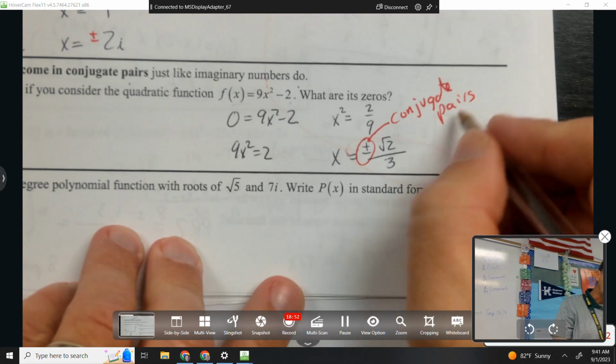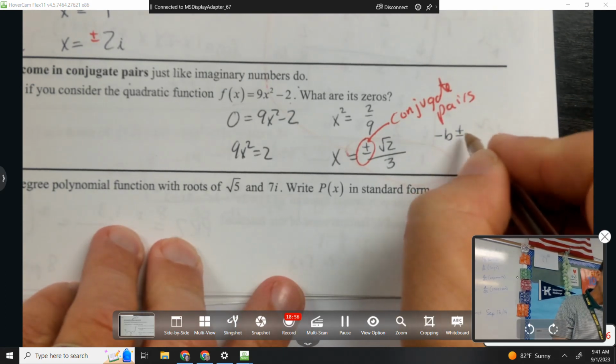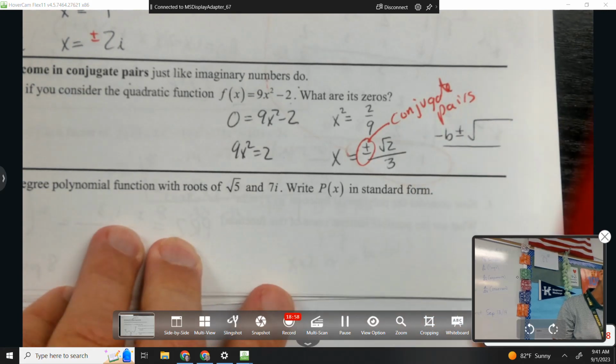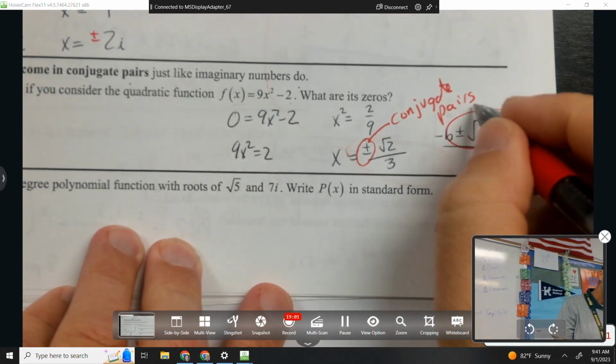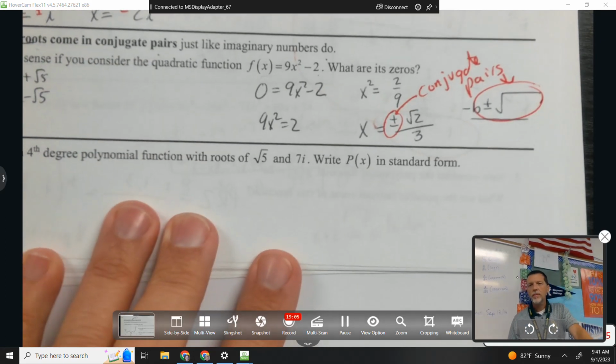Another place the conjugate pair thing shows up: x equals negative b plus or minus the square root. The plus or minus means conjugate pairs.